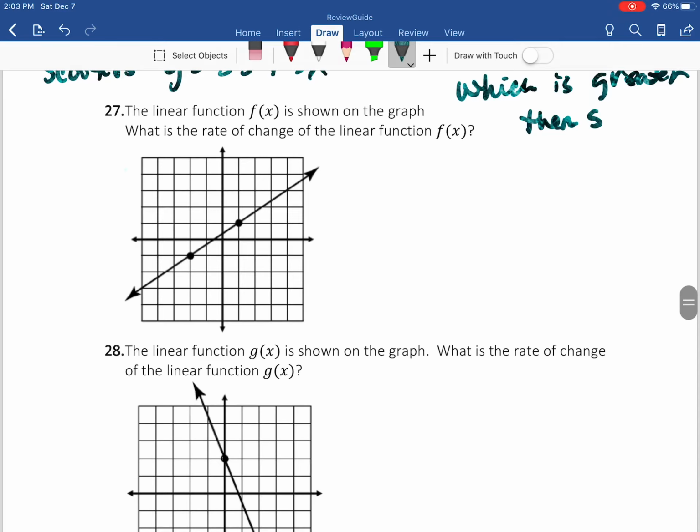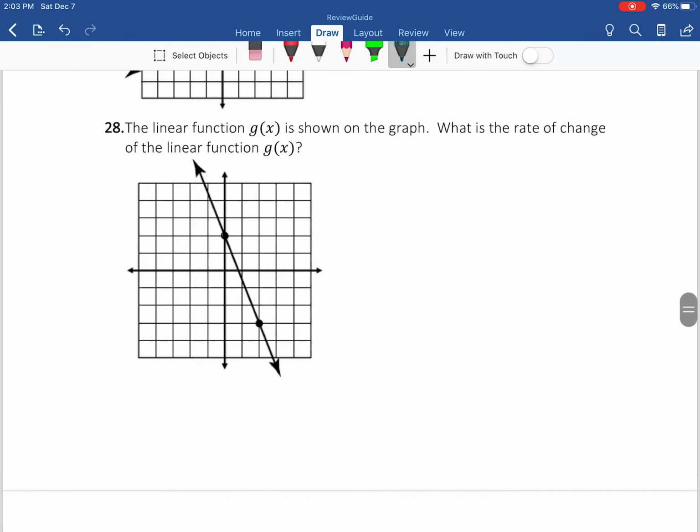All right, number 27, the linear function f of x shown in the graph. What is the rate of change? That's what we're looking for, a slope. Okay, this is y, this is x. It's given 2 perfect points, so I'm going to rise up 2 and run 1, 2, 3. So my slope is 2/3.